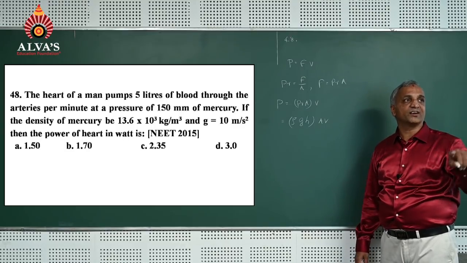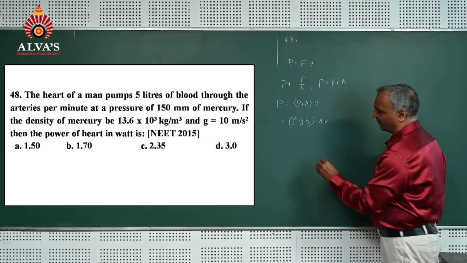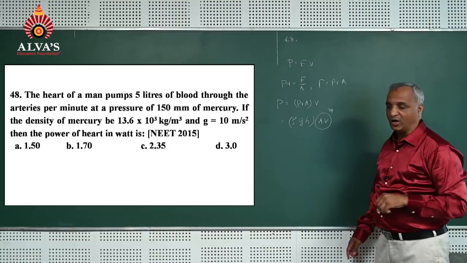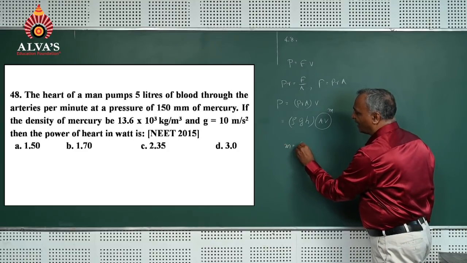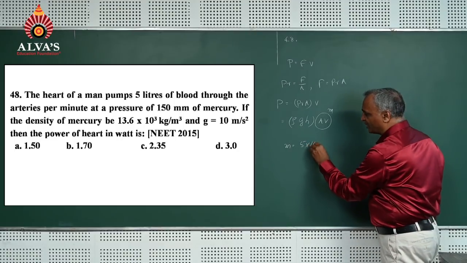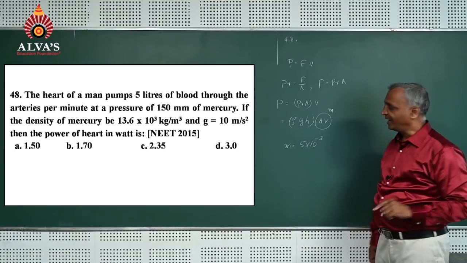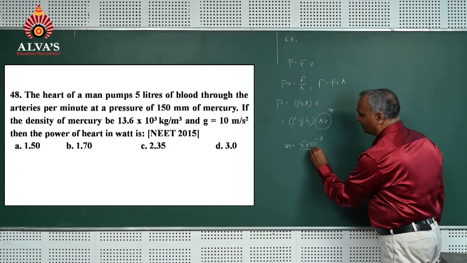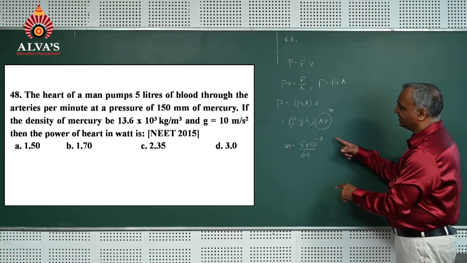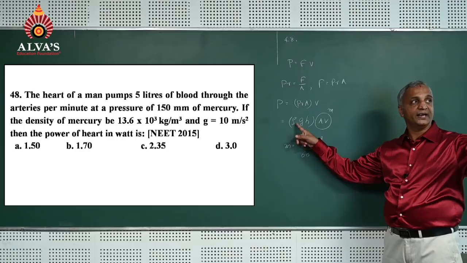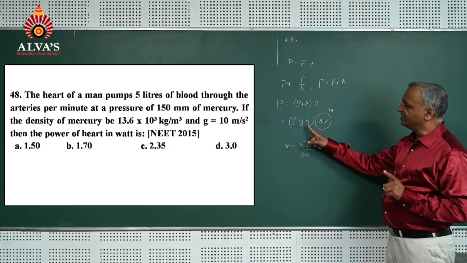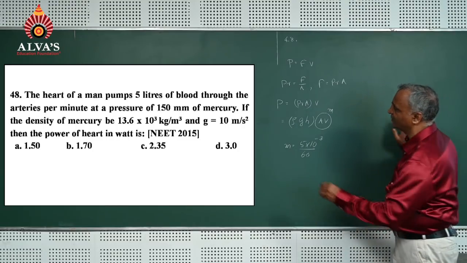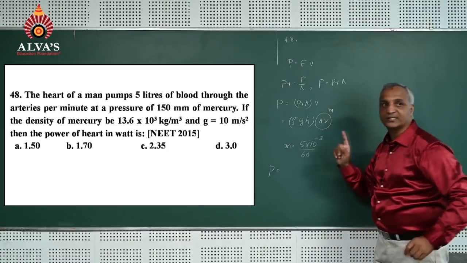It pumps 5 liters of blood through the arteries per minute, it is given. So that is nothing but A V, which I will call simply as M. So M is equal to 5 liters. 1 liter means 10 to the power minus 3 meter cube, and it is given per minute, so you divide it by 60. This is what is M. The value of rho is given 13.6 into 10 to the power 3, g is 10, and mercury height is given 150 millimeter. Straight away I will substitute it here, so then I am going to get the power of the heart.